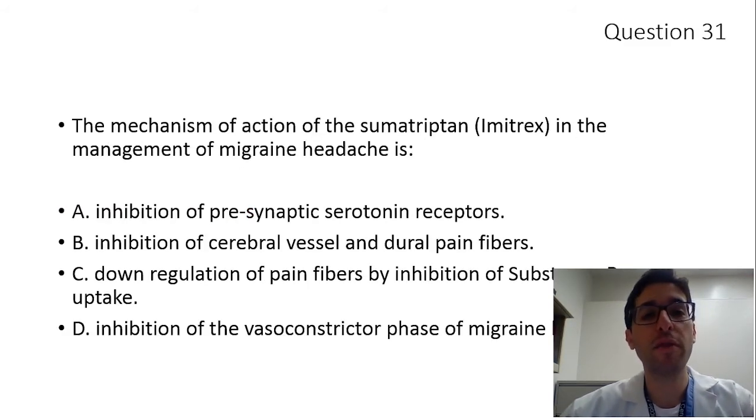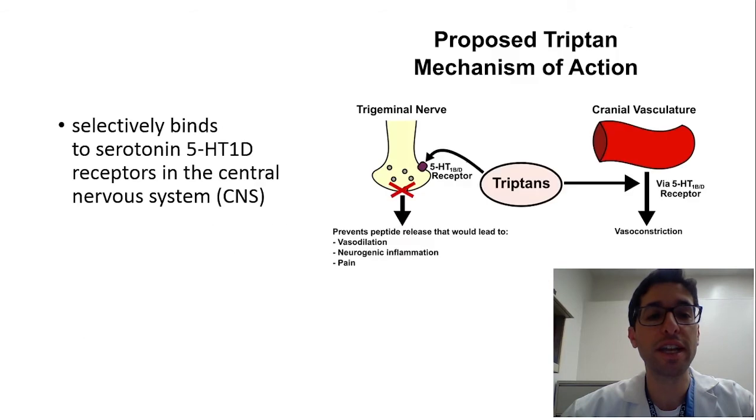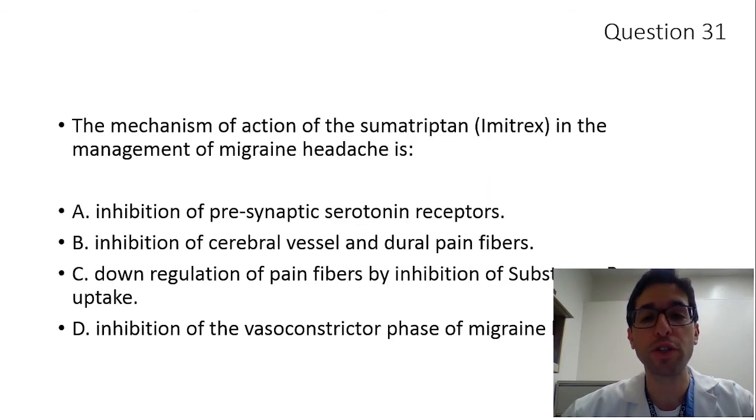Okay, the mechanism of action for sumatriptan. This one I don't expect you to know. It's kind of a hard question, and the right answer is inhibition of vasoconstriction. So no, it's where is it? Oh, actually a bunch of them. Now I'm reading the questions. A bunch of them are very similar. It's B. It's inhibition of the cerebral vessel. So the point is, it's primarily targeting the CNS, and it causes vasoconstriction.